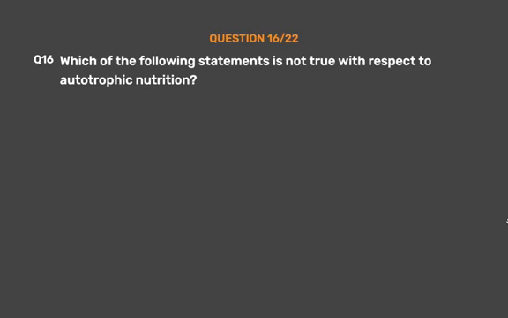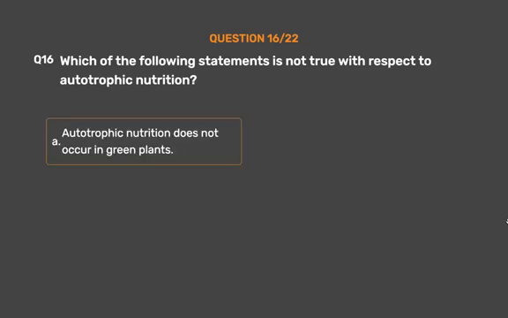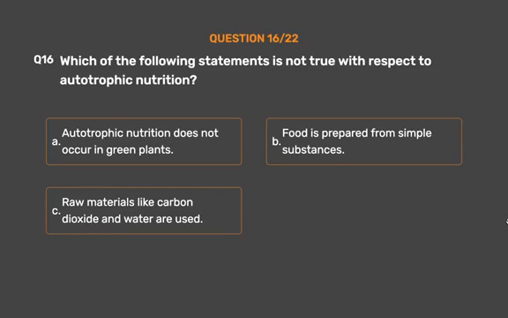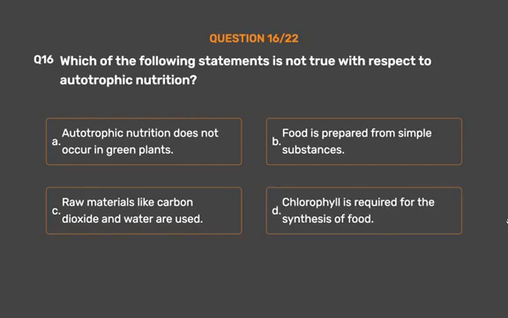Which of the following statements is not true with respect to autotrophic nutrition? Option A. Autotrophic nutrition does not occur in green plants. Option B. Food is prepared from simple substances. Option C. Raw materials like carbon dioxide and water are used. Option D. Chlorophyll is required for the synthesis of food.